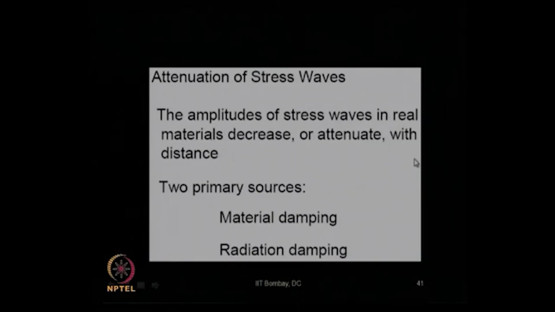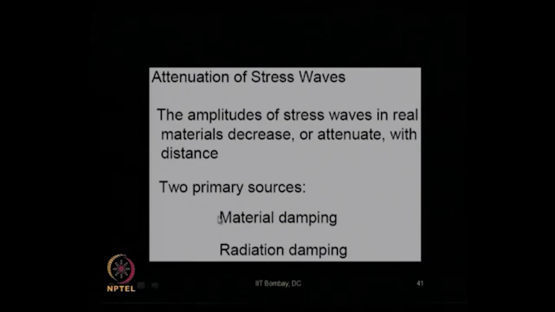Now, when we talk about the attenuation of stress waves, the amplitude of stress waves in real material decreases or attenuates with distance. What does it mean? It means that there are two primary sources of attenuation: material damping and radiation damping. What is meant by material damping?